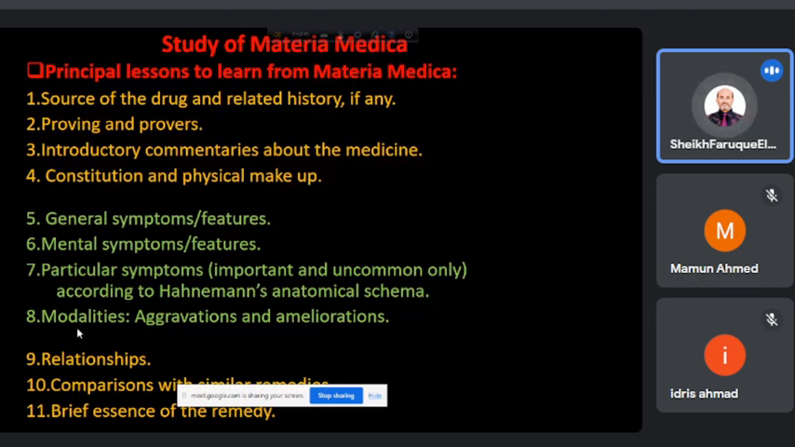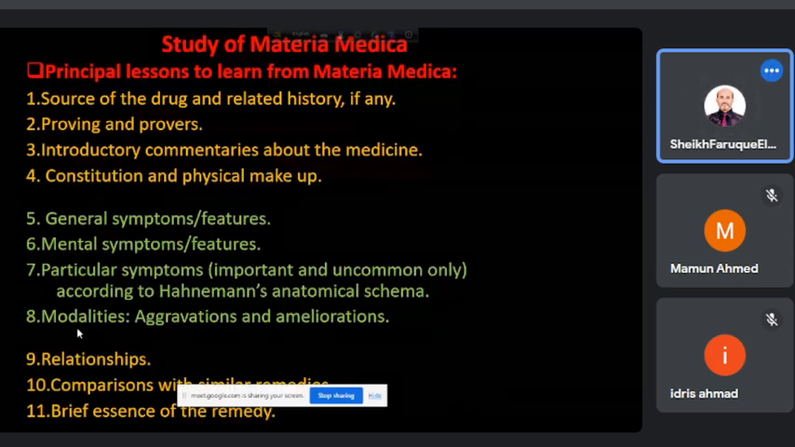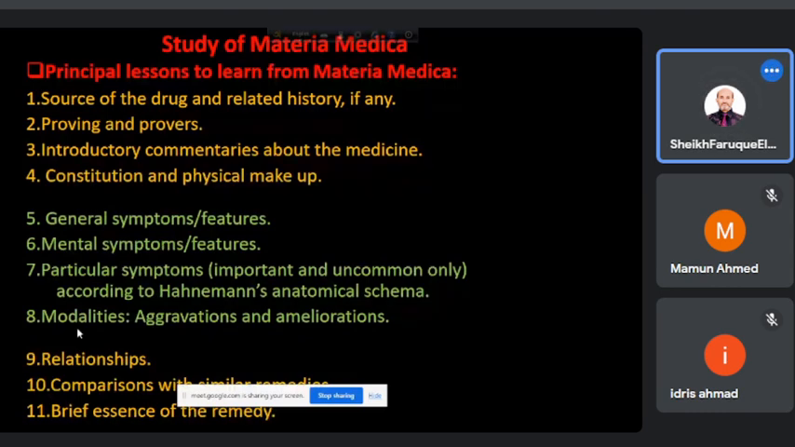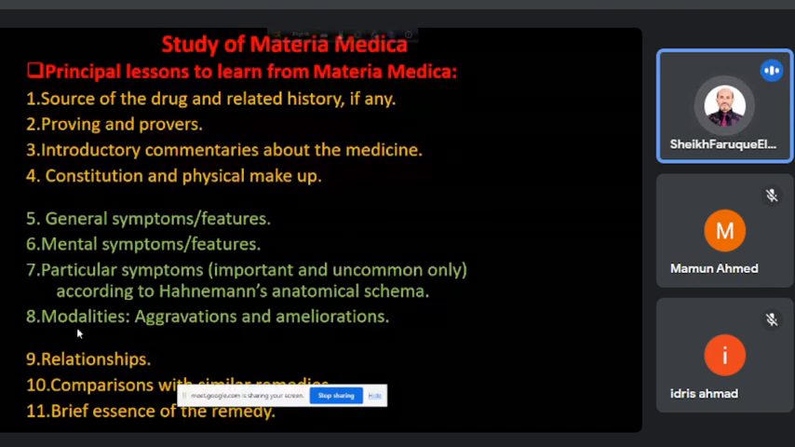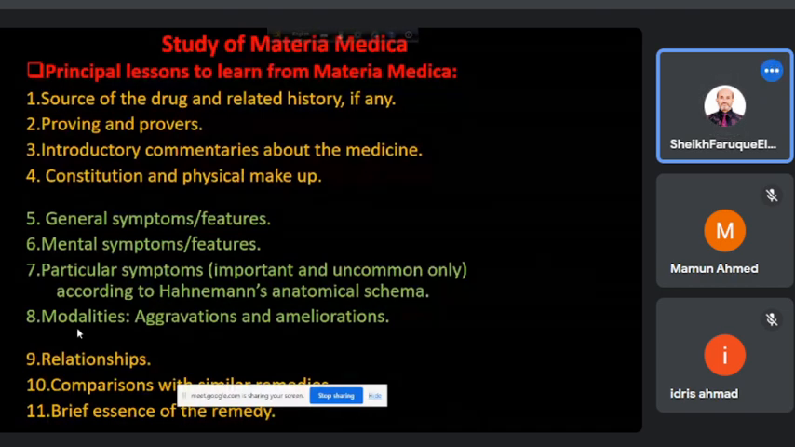So while you study the medicine, you must learn this thing also. Otherwise, your study is incomplete. Then you study by comparison with other remedies. If you study, say for example, phosphorus, you should study along with this causticum also, or maybe acid phos.